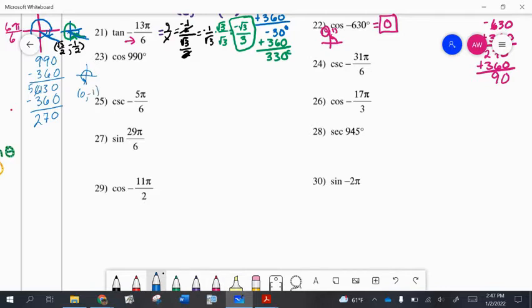They want cosine on the unit circle. Cosine is the x value. So I know the cosine of 990 is just 0. Okay, and let's see about the cosecant of -31 pi over 6.